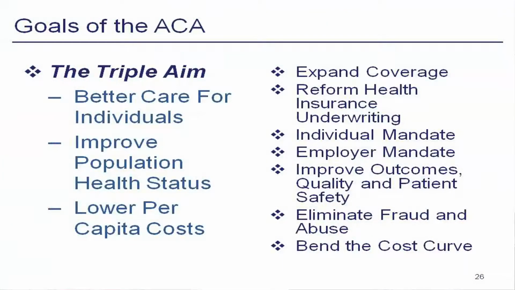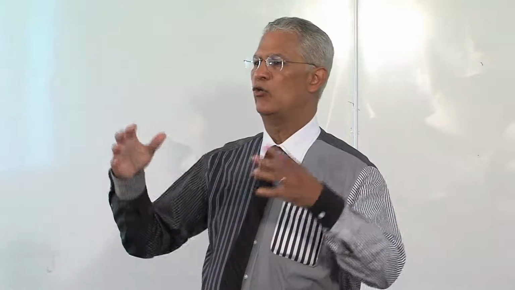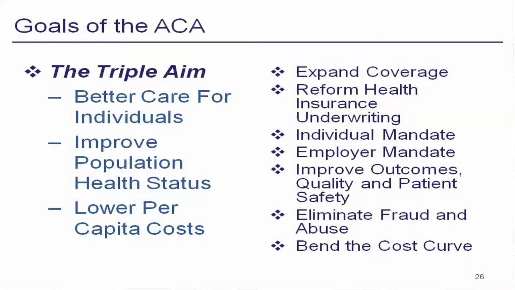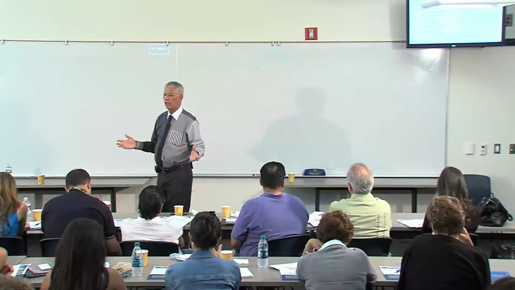Here is, on the left side, what the goals of the act are, and on the right side are some of the key strategies to make the act work. The triple aim: former CMS Administrator Don Berwick, after the ACA passed, created this focus called the triple aim. Here are our goals. This is what we want to see at the end of the day with Obamacare. We want better care for individuals, we want to improve population health status, and we want to lower per capita costs. So every strategy is geared towards one of those goals.